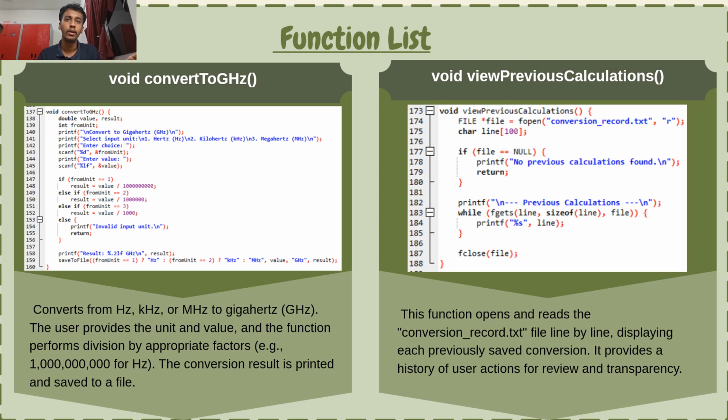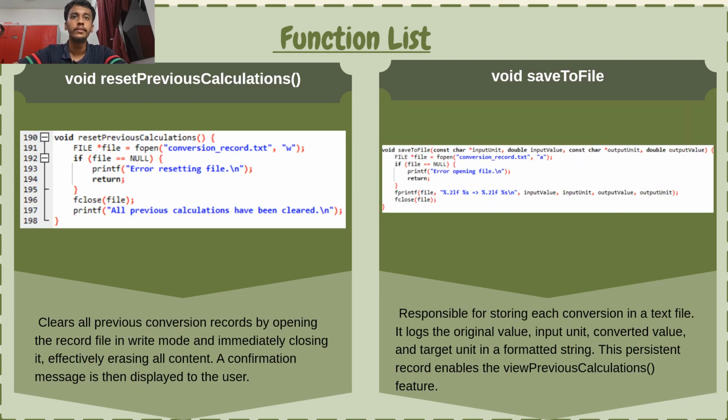text file. On the right side is the view previous calculations function. This one reads from the file that stores all the past conversions. As shown in the code, it opens the file, reads each line one by one, and displays them for the user to see. The last two functions here are for handling the conversion history.